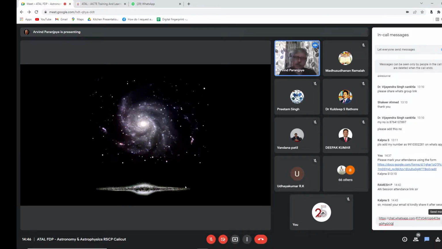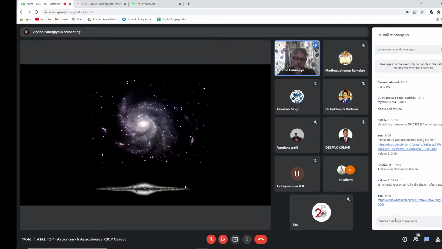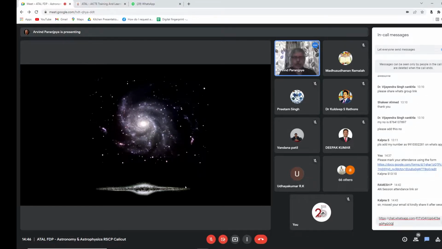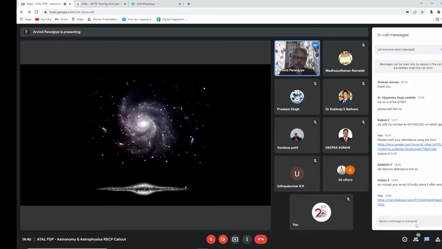I must also tell you that if you look at the size of this Milky Way galaxy, it's enormous. From one end to another, this Milky Way galaxy is something like 100,000 light years. So it takes about 100,000 years for light to go from one end to another. But the thickness of this galaxy is much shorter, about 300 light years.